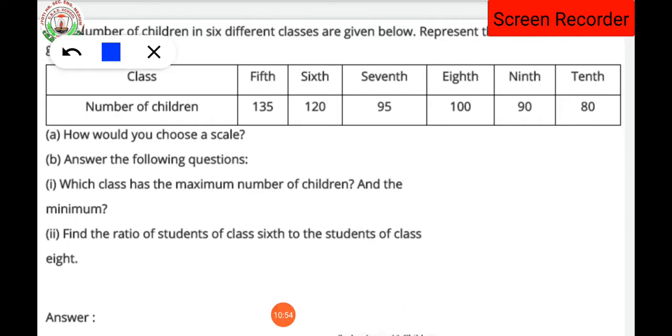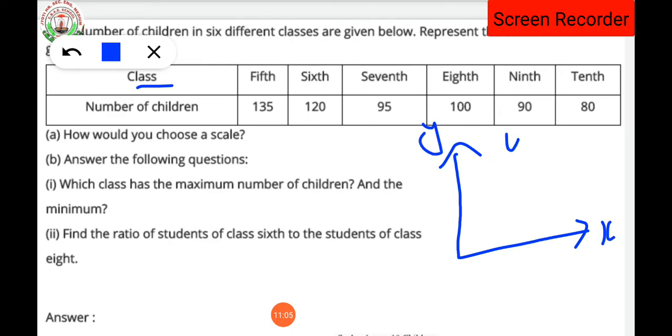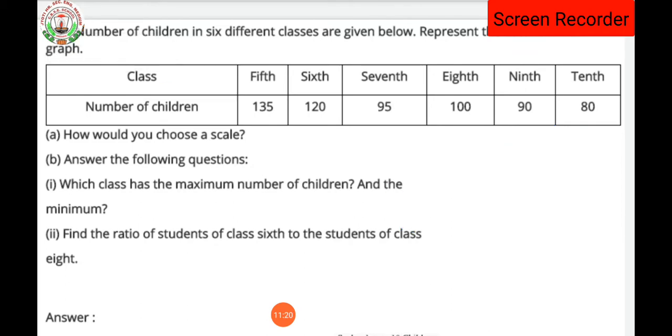So here a class is given, okay, the number of children is also given. So using the graph paper you have to draw a graph on the x-axis as well as the y-axis, and the scale, that means unit, you can take according to your wish. Suppose the x-axis carries the classes and the y-axis will carry the number of students. Clear? Now in this way we are going to draw the graph. I will show you how to draw. How would you choose a scale? This question is asked of students, thus which scale are you going to choose? Answer.